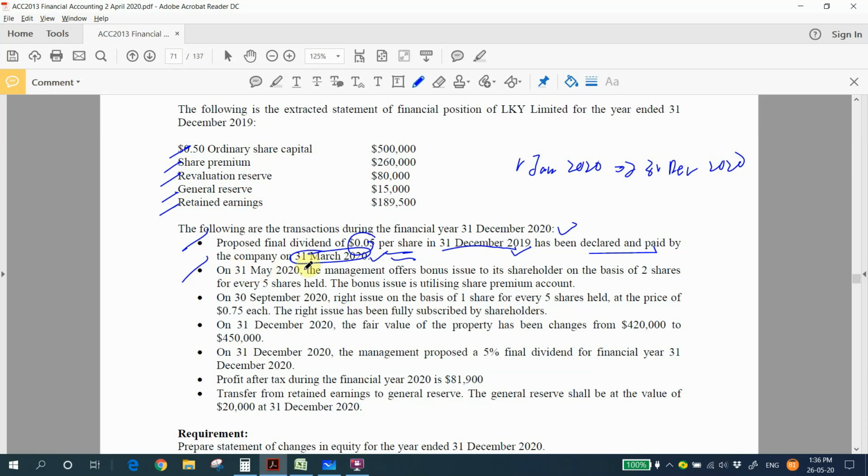Next, on 31st March 2020, the management offered a bonus issue to its shareholders on the basis of every 2 shares. Sorry, they give 2 shares if you have 5 shares held on your hand. The bonus issue is utilizing the share premium account. So on this date, the company offers bonus issues to the shareholders. On the basis of if you have 5 shares on hand, I give you 2 shares, and this amount is utilizing the share premium. So for this working, we have to identify how many bonus shares we give to our shareholders.